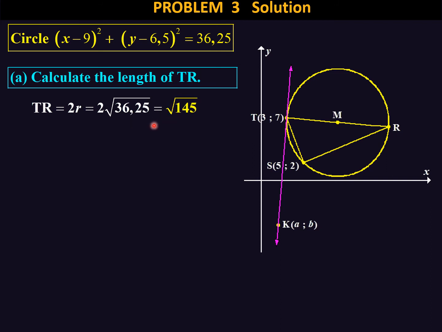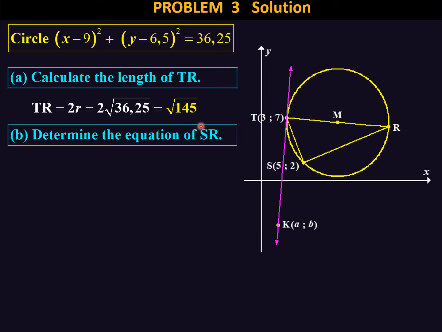And we simplify that, square root of 145. Next question, determine the equation of SR. SR is a straight line. And what do we need for a line? We need a gradient, right? And what else do we need? We need a point. So we've got a point, so I just need the gradient here, the gradient of SR.